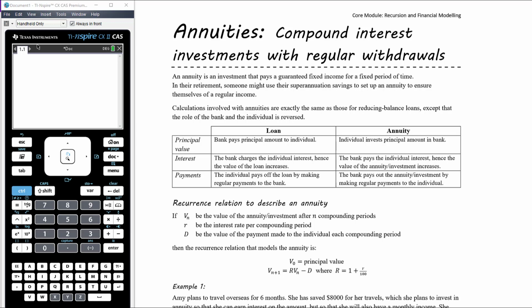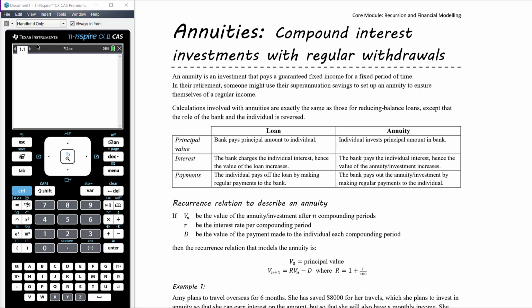Anyway, as I said, an annuity or an investment essentially acts in the reverse way to a loan. When we have a loan, the bank pays the principal amount to the individual. In the case of an annuity or an investment, the individual pays the principal amount into the bank. And in the case of a loan, the bank charges interest for you having borrowed their money, whereas in an annuity or an investment, the bank pays interest for the privilege of having your lump sum of money in their possession.